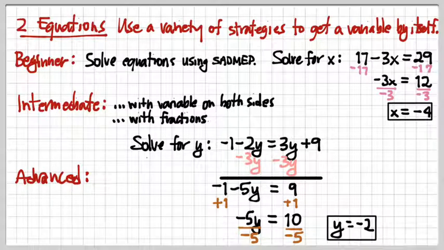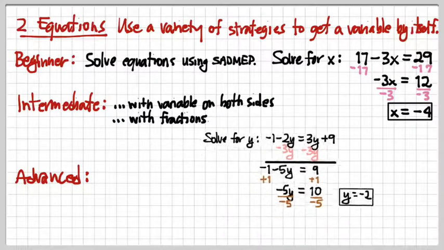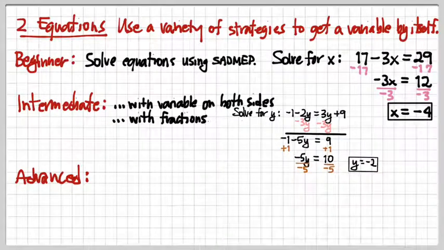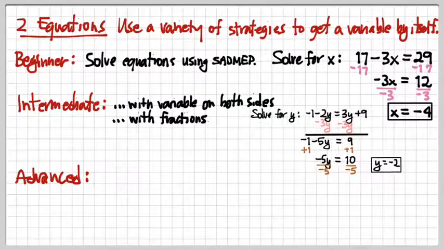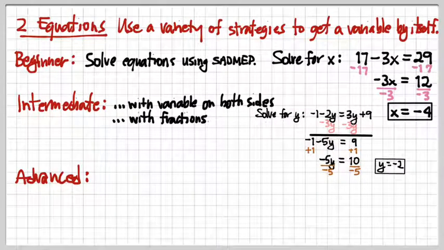So that's an example that illustrates how we handle the situation of having a variable on both sides of the equation. Our priority is to get the variable to be only on one side by subtracting an appropriate variable term from both sides. And so that's how we handled that eventuality.